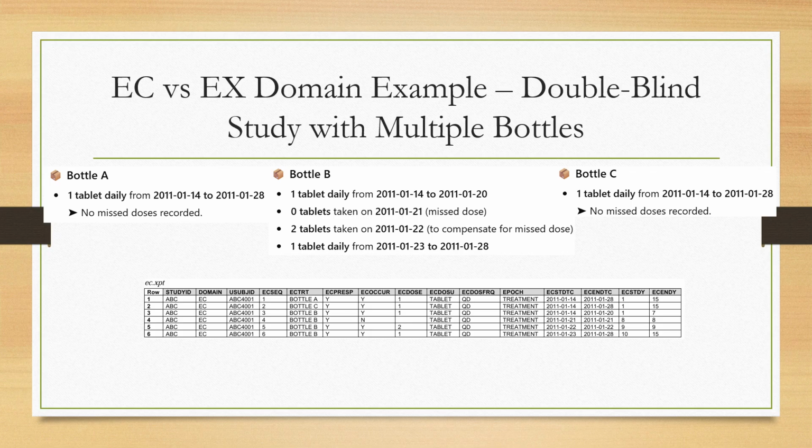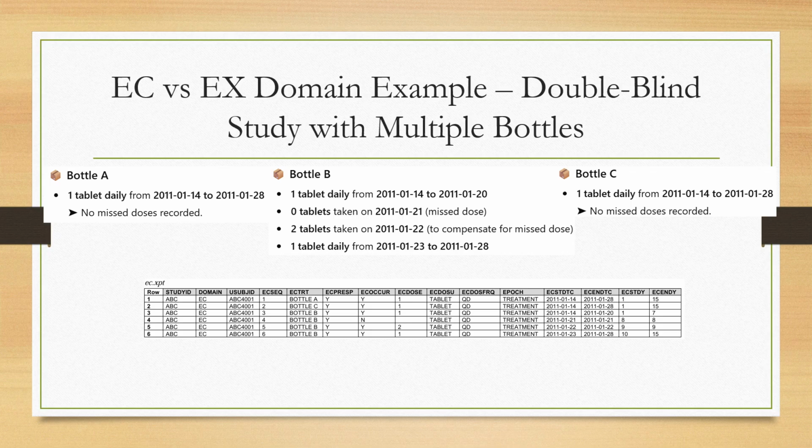Then on the next day, that is on 22nd of January, the subject took two tablets instead of one. So again, we are populating the information which is collected on the CRF, that the subject took two tablets on 22nd of January. And from 23rd till 28th, the subject continued to take one tablet daily. So we have another record for this duration as well. So in this way, we have created 6 records for this subject in our EC domain, showing how the data was collected on the CRF.